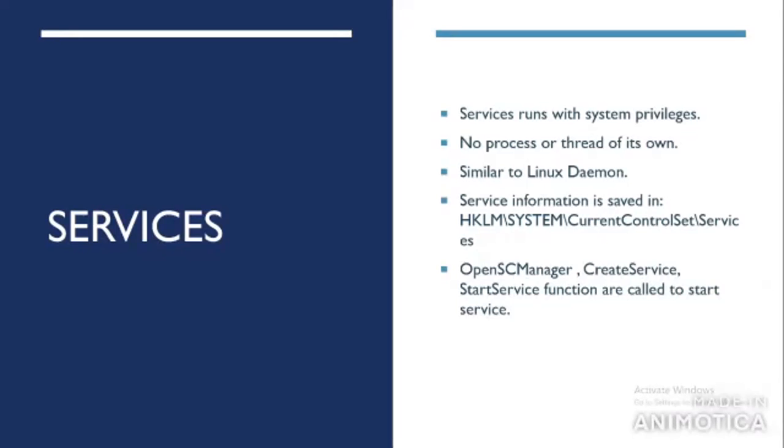Now, to look for the service info for a local system, it can be found in the following registry key, which is HKLM, System, CurrentControlSet, and Services. The functions generally used by any binary or executable to start services are OpenSCManager, CreateService, and StartService.